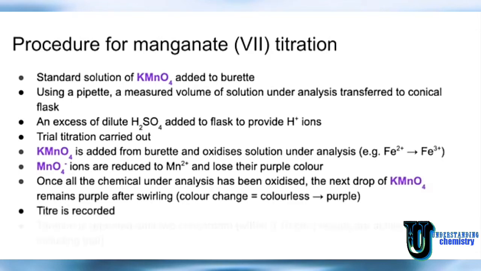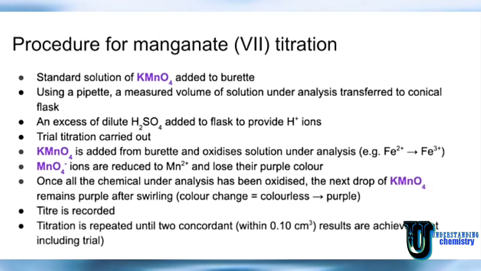You record the titre and then you repeat the titration until you get two concordant results. So not including the trial, you need two results within 0.1 cm³ of each other. And finally, here's the equation for that reaction. Now you don't have to memorise these, you'll be given enough information in the question to either work it out or you'll be given the equation directly.